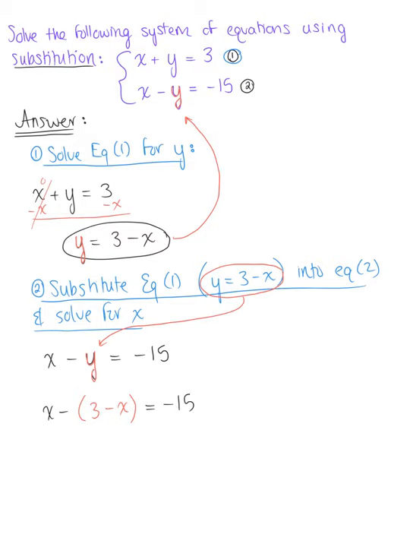Now we want to be very careful here. We want to distribute this negative through to both terms within those parentheses. So this will become x minus 3, and the negative times a negative will produce a positive x, equals negative 15. Then we notice we have two like terms, two x's on the left-hand side, so this becomes 2x minus 3 equals minus 15.